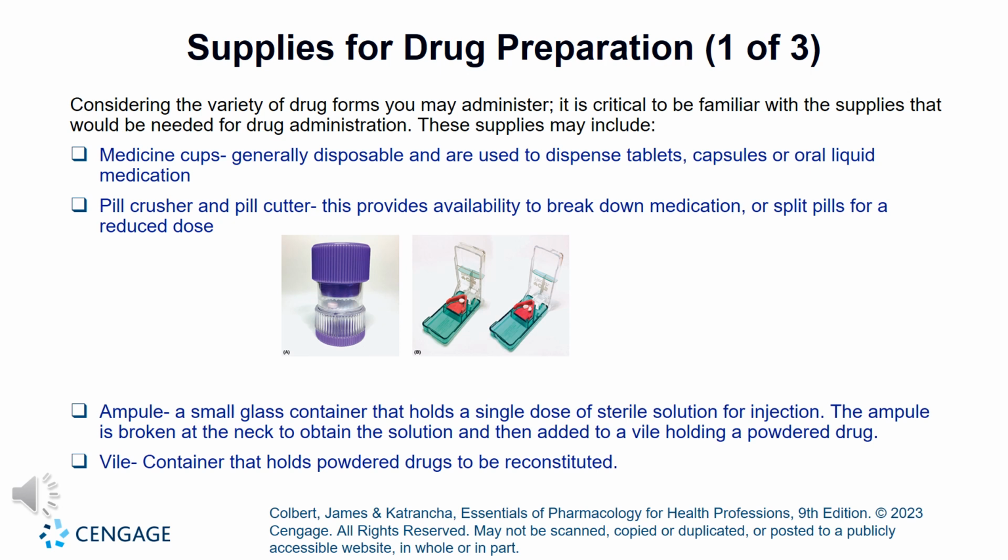These supplies may include medicine cups, and usually these are disposable. They're used to dispense tablets, capsules, or oral liquid medication. Pill crushers and pill cutters. These will provide the ability to break down medications or split pills for a reduced dose. Ampules, these are small glass containers that hold a single dose of sterile solution for injection. The ampule is broken at the neck to obtain the solution and then added to a vial holding a powdered drug. And vials, these are containers that hold powdered drugs to be reconstituted.